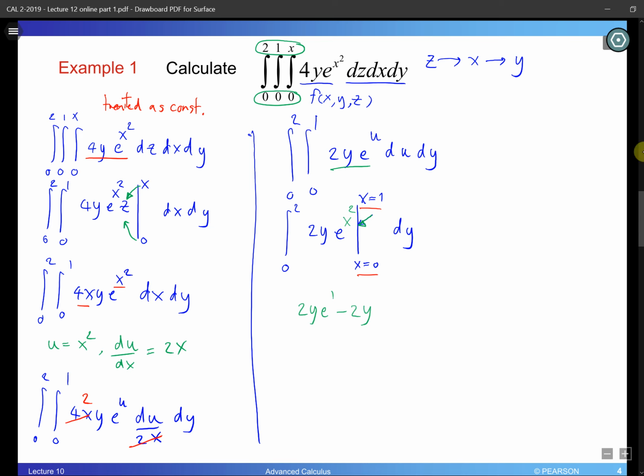Alright, so we have this integration 0 to 2 dy. I am going to take the common terms out, so it becomes 2y times (e minus 1) dy. Integrate this from 0 to 2.